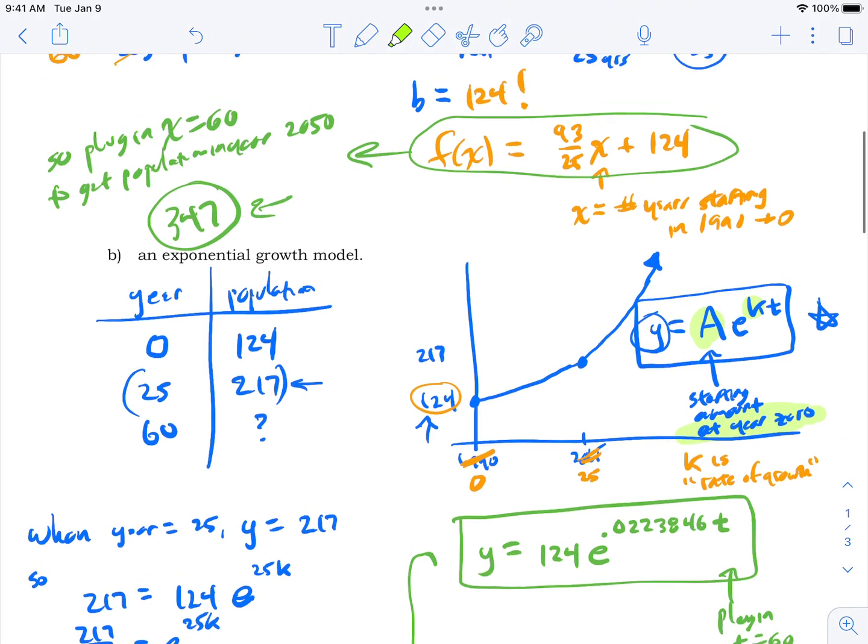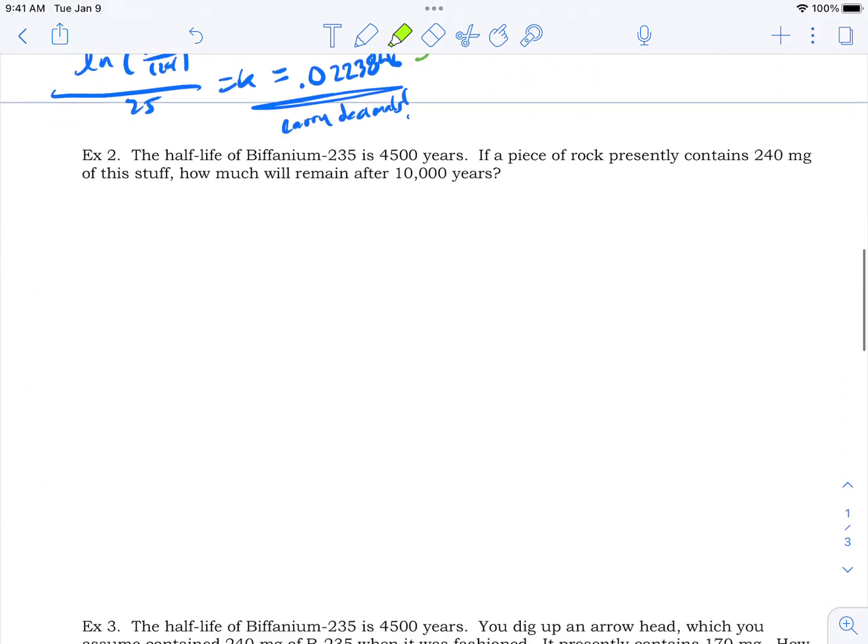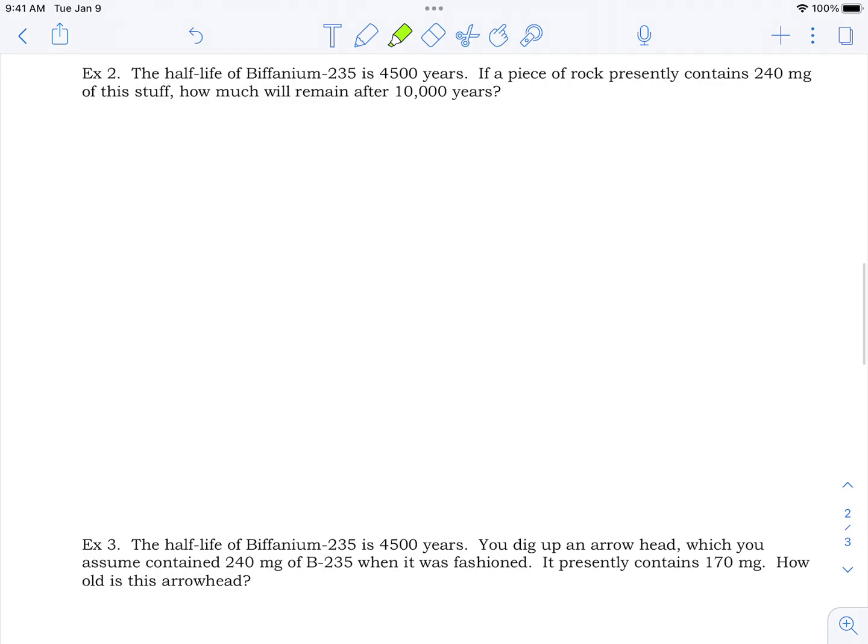So I guess the main thing to keep in mind is this formula. You got to keep that formula. We're going to use that for exponential growth. We're going to use the same formula for exponential decay. Speaking of exponential decay, let's look at the next one.